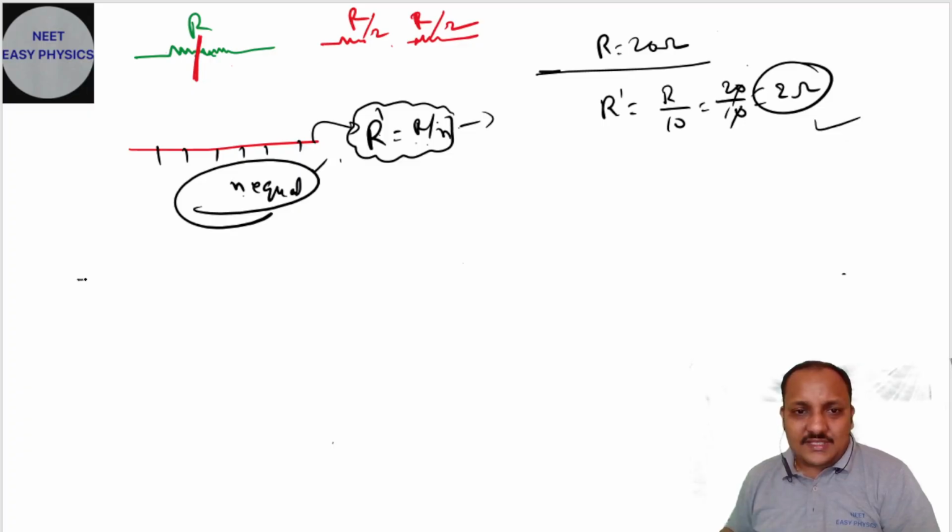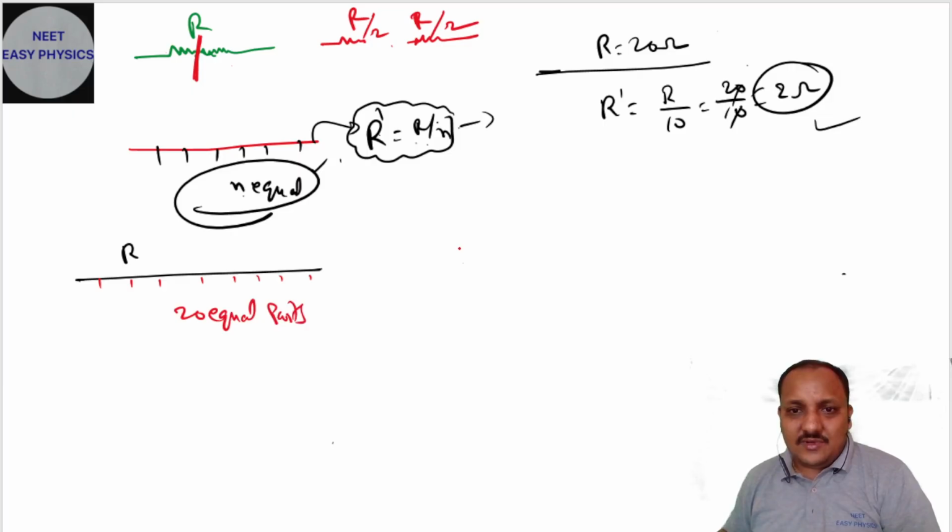So a wire of resistance capital R is divided into 20 equal parts. How many parts? 20 equal parts. Out of these 20 equal parts, 10 parts connected in series.